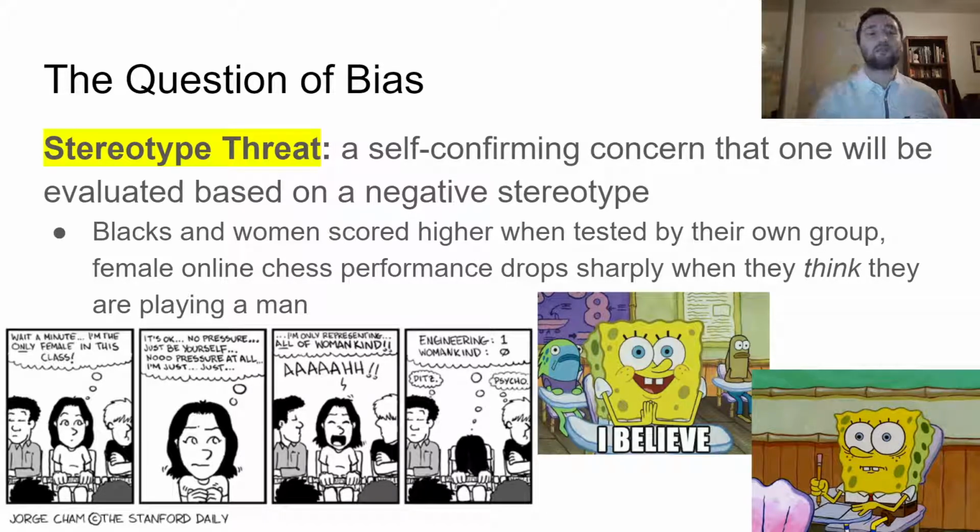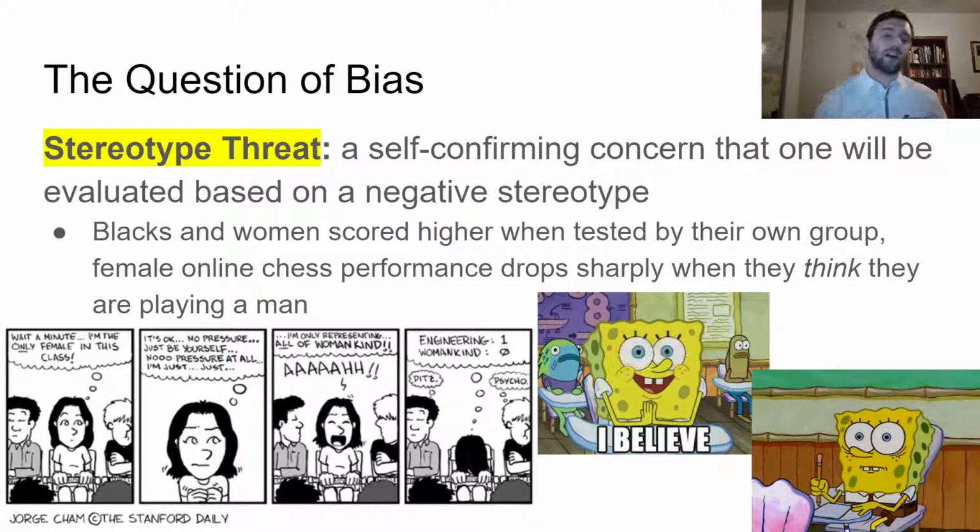We can see this in a few different ways. For example, blacks and women score higher when they are tested by someone of their own group. If that was in a college class and you're female and your professor is also female, you'll score higher on a test than if you took that exact same test in the exact same class but your professor was male. How they're grading isn't necessarily changing at all, but what's changing is this stereotype threat, this idea that you're nervous about not doing well, and that causes you to not do well. We see the same thing with blacks as well.